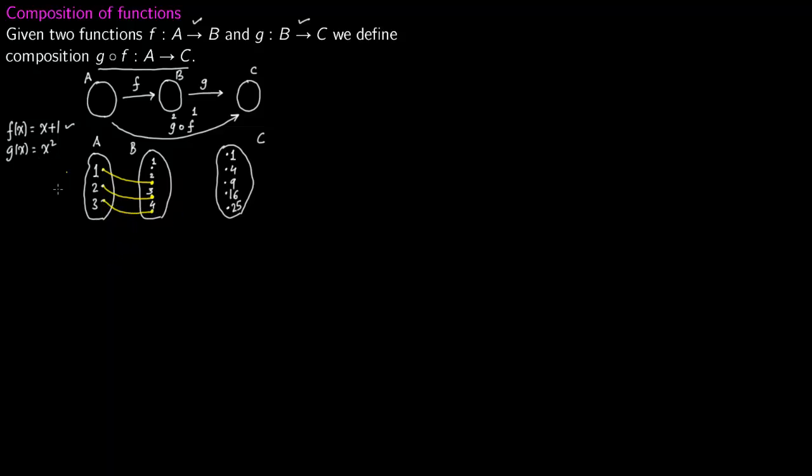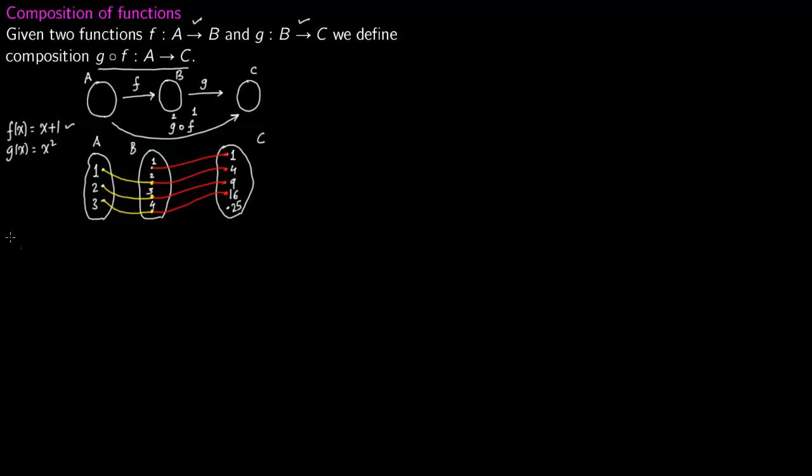Now g of x is x square. So 1 square is 1, so this 1 will get mapped to 1. 2 square is 4, so this 2 will get mapped to 4. 3 square is 9, so 3 will get mapped to 9. 4 square is 16, so 4 will get mapped to 16.